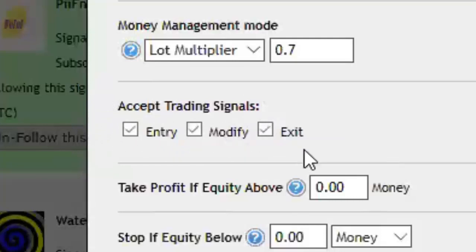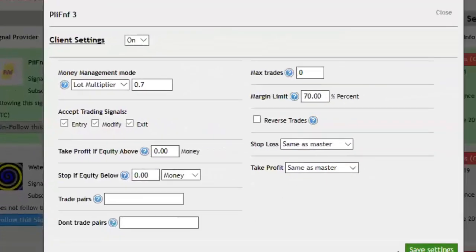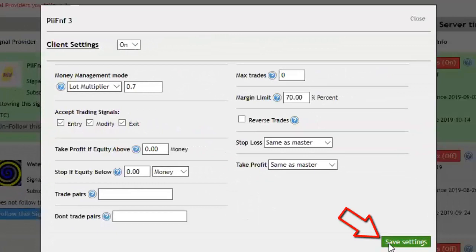Now, most importantly, after making any customization and setting here, you have to save. If you do not save the settings, it won't take effect. The moment that you save, all the revised settings will take effect upon the next open position of the signal provider.